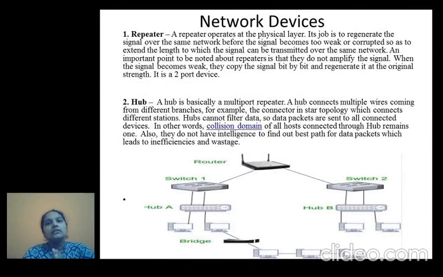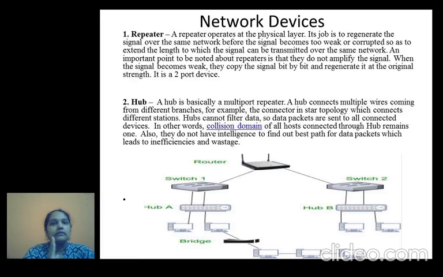A repeater operates at the physical layer. Basically, the physical layer is known to have a wire connection or cable connection. For that, we use these devices. The job of a repeater is to regenerate the signal over the same network. It helps us to regenerate the signal in the network.